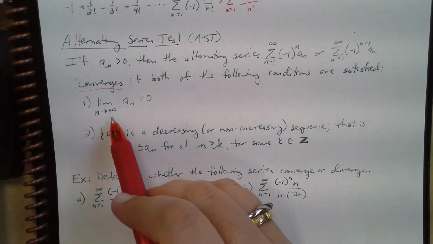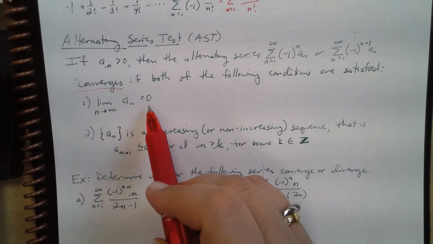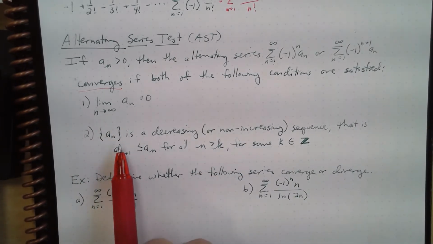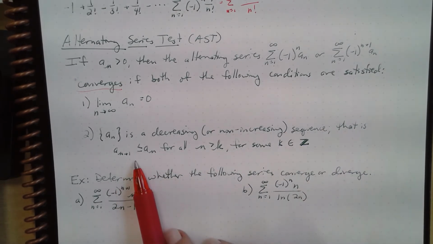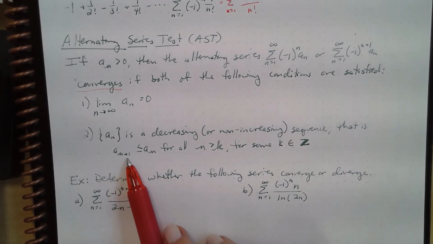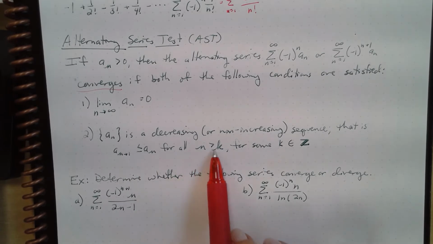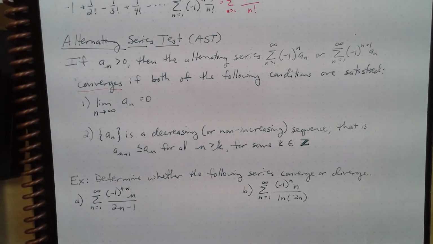The limit as n approaches infinity of a sub n equals 0, and a sub n is a decreasing, or you could say non-increasing sequence, where a sub n plus 1 is less than a sub n for all n greater than k, for some k contained within the integers. I think those are natural numbers, real numbers, whatever.